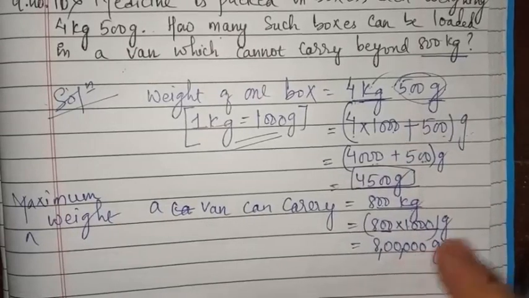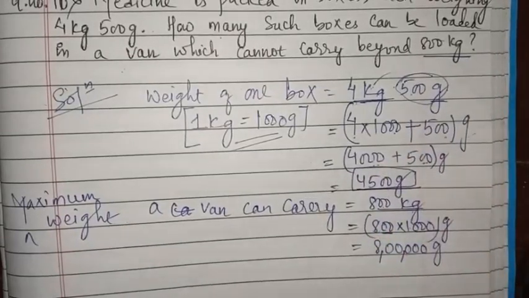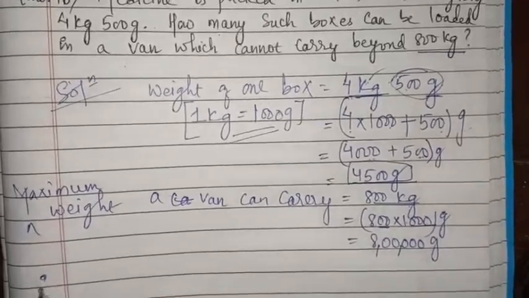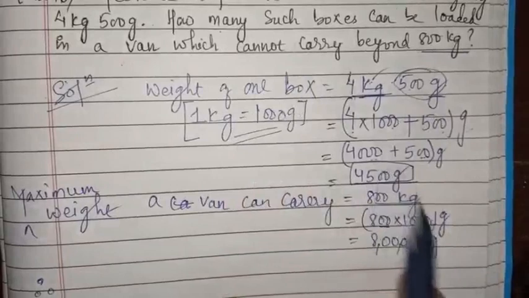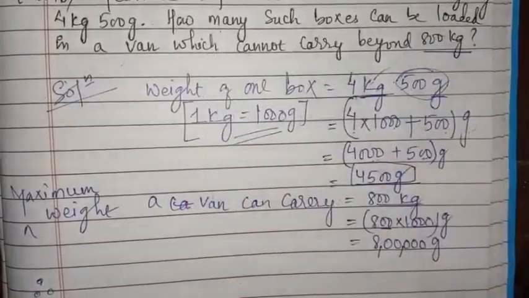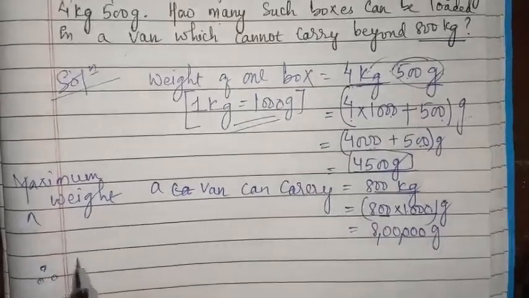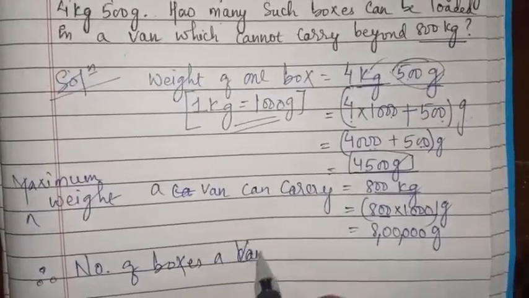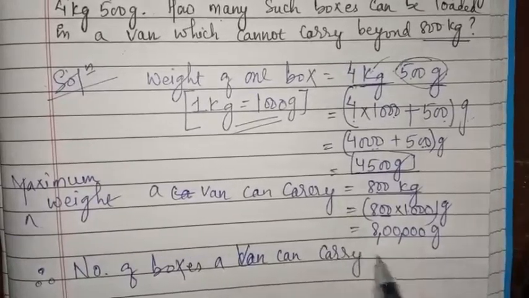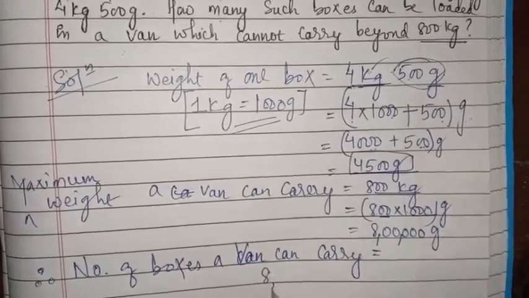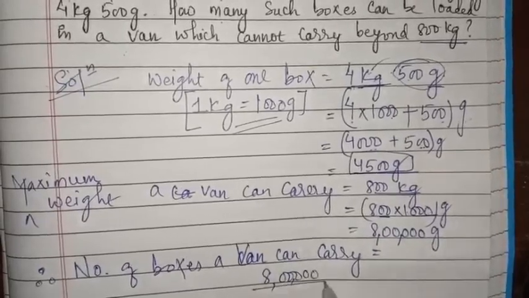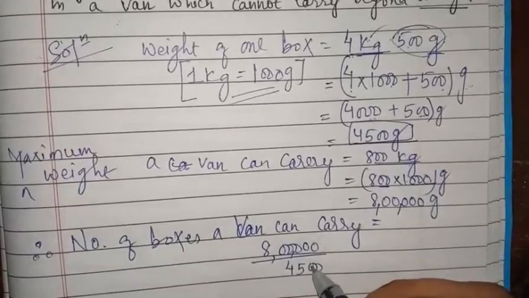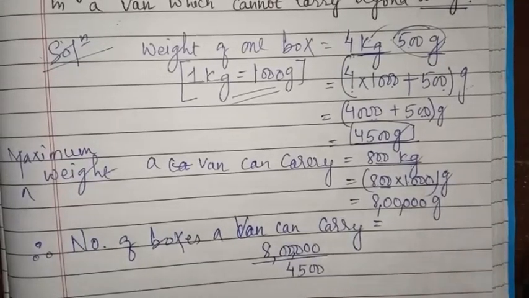Now if the weight of one box is 4500 gram and the maximum weight that the van can carry is 8 lakh gram, divide these numbers, and whatever number you get will be the number of boxes that the van can carry. Whenever you are finding such a number, you will use the division process. So the number of boxes a van can carry is equal to 8 lakh divided by the weight of one box, which is 4500. When you divide these two numbers, whatever you get will be your answer.